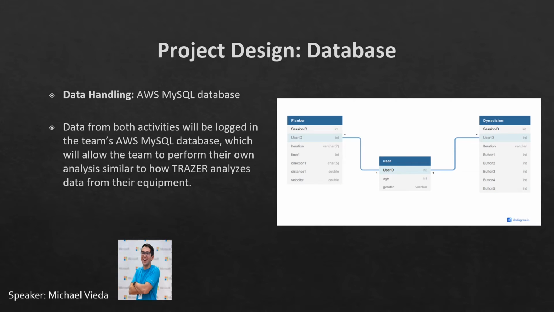And the last portion of the project design would be the data handling. We created a MySQL database on AWS, and this was how we were able to record all the activities that were being performed from our two applications that we built. This was good for us because we were able to perform our own analysis and see how this could compare with Tracer's data from their equipment. We had users of different ages and athletic abilities try out the headset, so this gave us a lot of data to work with.